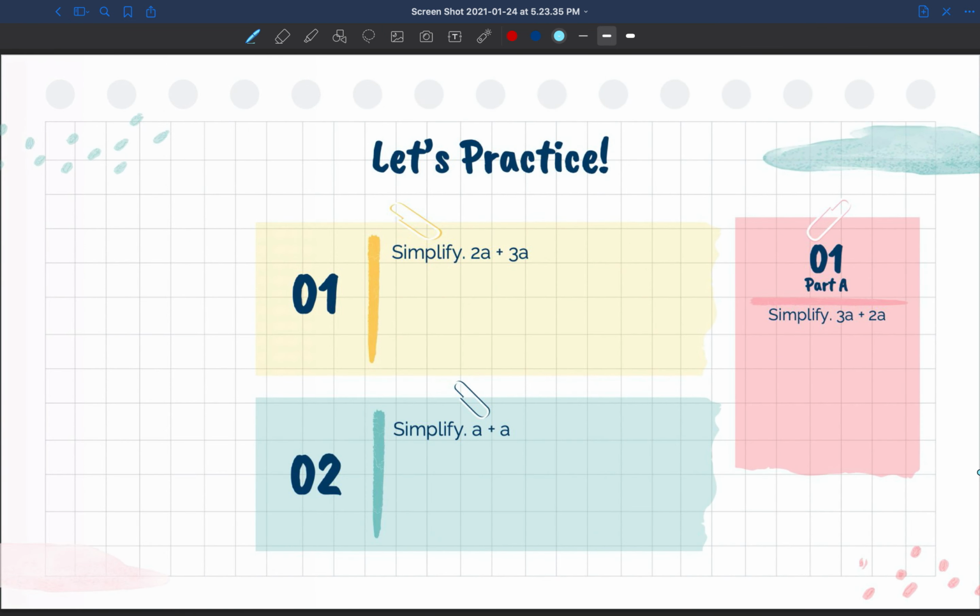Moving on to practicing. On number 1, it says simplify 2A plus 3A. So if we have 2 A's, 2 times A, so we're multiplying 2 times however many A's, plus 3 times A, which would be whatever A equals times 3. So now we have in total 1, 2, 3, 4, 5 A's.